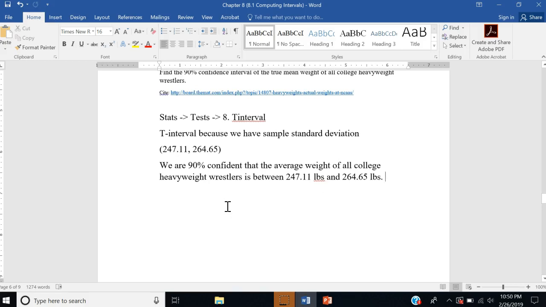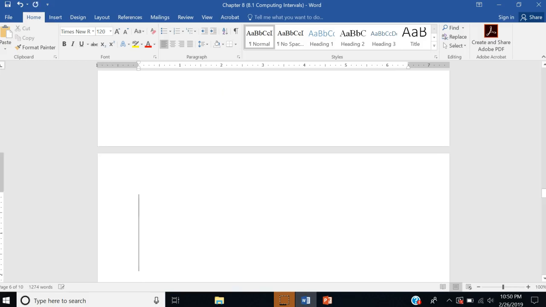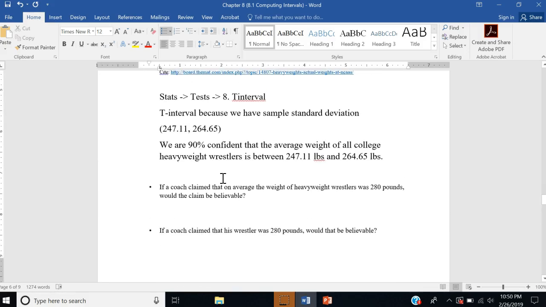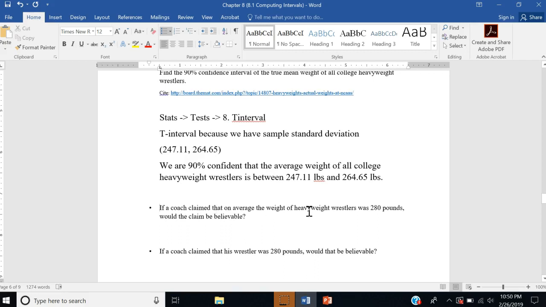So again, we are 90% confident that the average weight of all college heavyweight wrestlers is between 247 and 264. Now, if a coach claimed that the average weight of heavyweight wrestlers was 280 pounds, that would not be believable. All right? We expect that the average weight should be somewhere between 247 and 264. So that would not be believable if somebody claimed that the average weight was 280. However, if the coach claimed that his wrestler weighed 280, that would be believable.